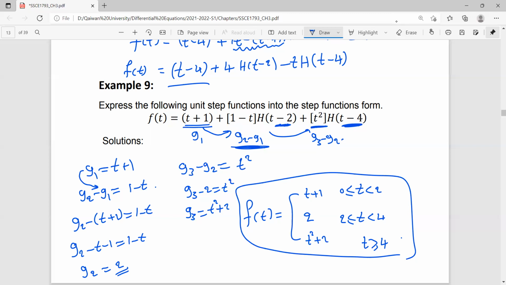Look, it depends on this. If there is no h function, it means it is G1. Among those which include h function, take the smallest value of a for G2. The coefficient of h of t minus 2 is G2 minus G1. And this one is G3 minus G2. Why? Because this is greater than 2.